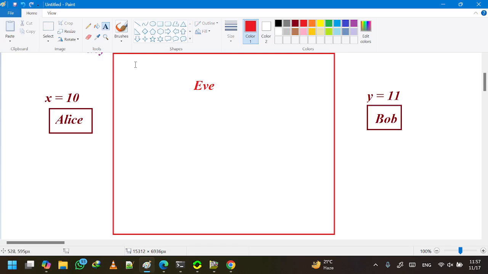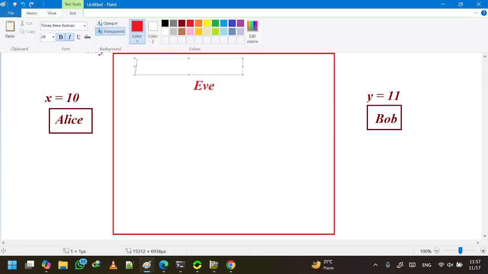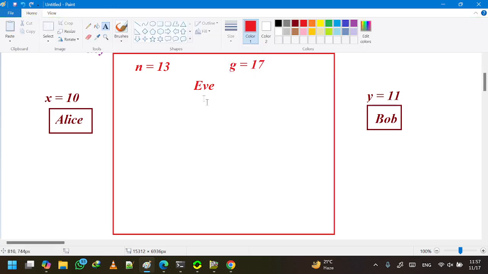Let's see if we can do it. So everyone knows the two numbers N and G. The modulus is, let's take 13, and G generator is, let's say prime number 17. Okay, so these two need to be prime numbers, very large prime numbers. So now N and G are known by everybody, Alice and Bob and Eve and everyone.